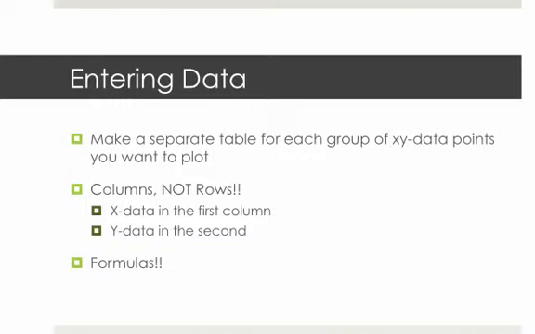Generally speaking, data should be written in columns, not rows. You should put your X data in the first column. You should put your Y data in the second column. This is what Excel will assume when you make the graph. If you reverse these around, you'll have a lot of repair work to do later.